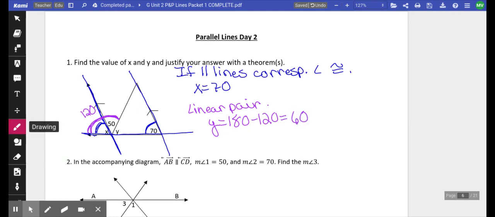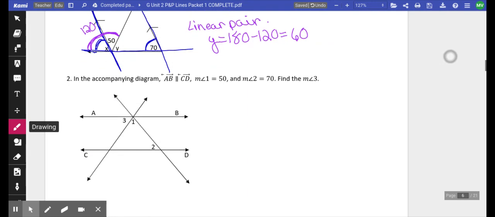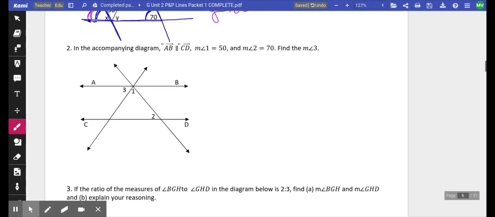So now I want you to pause, and I want you to try on your own to do number 2, and then come back and we'll go over it.